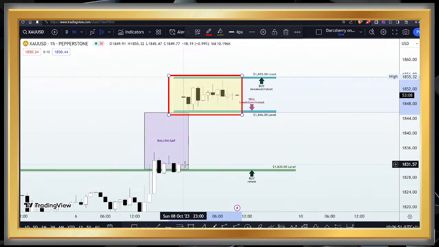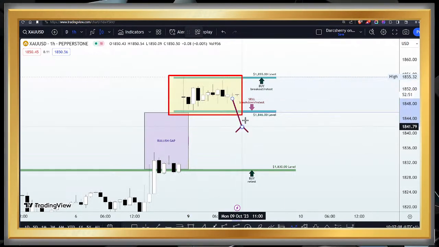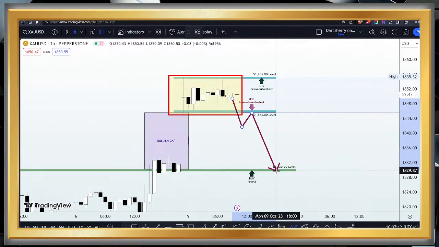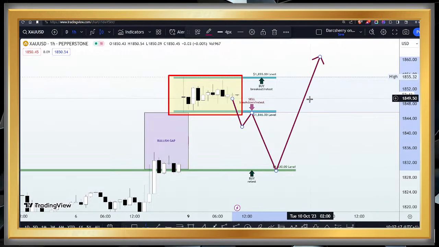Now the question here is, where will the breakout come? Is it going to break to the upside to incite an uptrend scenario, giving us an uptrend continuation pattern in the form of a bullish rectangle? Or are we going to be seeing the breakdown of the 1,846 in an attempt to retrace and retest the neckline that was broken to incite an uptrend continuation?